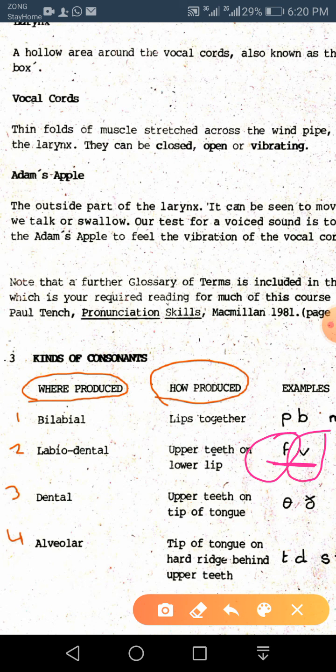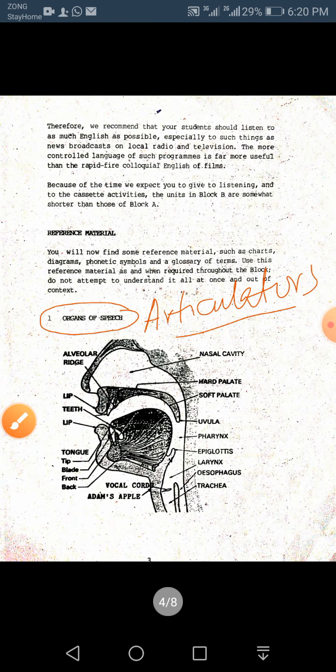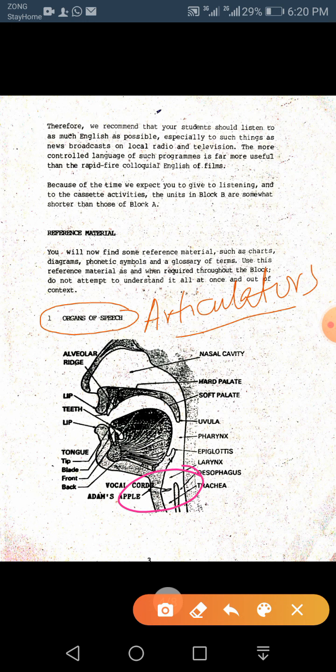Voicing is a feature. Let me show you. This is the voice box. Inside the voice box there are two flaps, and when air passes through them, it causes a vibration. If it causes a vibration, the sound produced is known as voiced. And if there is no vibration, then the sound produced is known as voiceless.